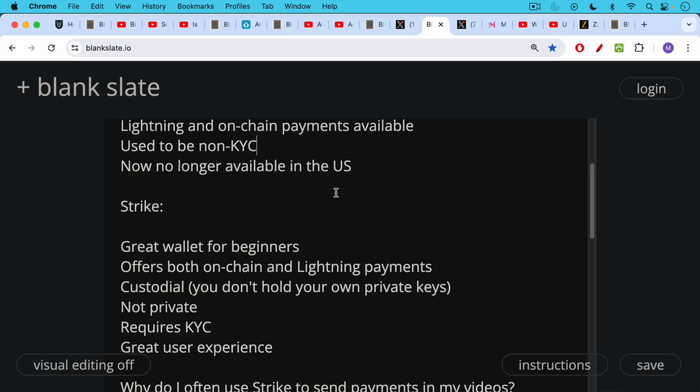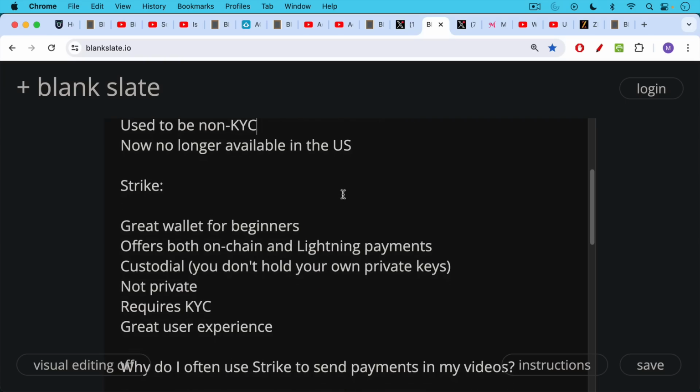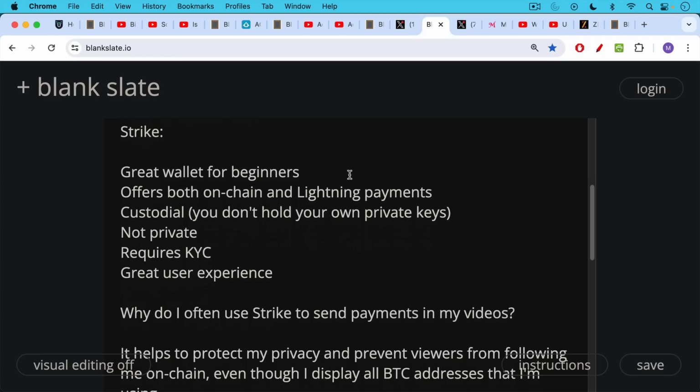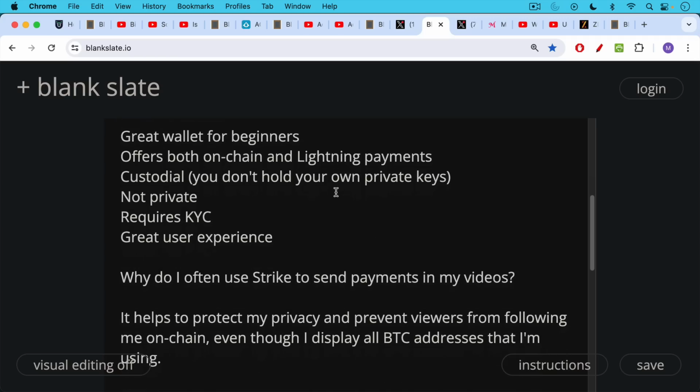By contrast, with Aqua Wallet, you can just download and start using without needing to give your name and link a bank account, etc. Strike, though, is a great user experience. You could see me using it in yesterday's video to send funds to the Aqua Wallet. People have asked, why do I often use Strike to send payments in my videos? And it's actually a good question. You may not realize why I do it.